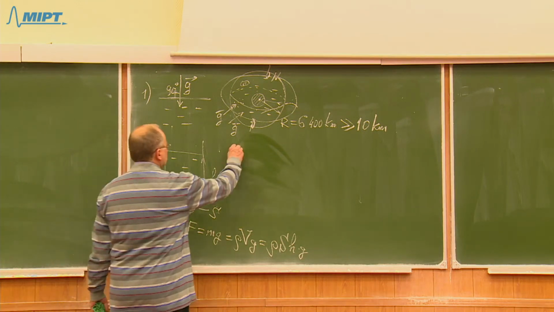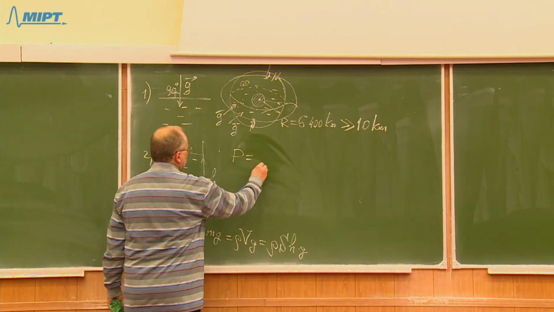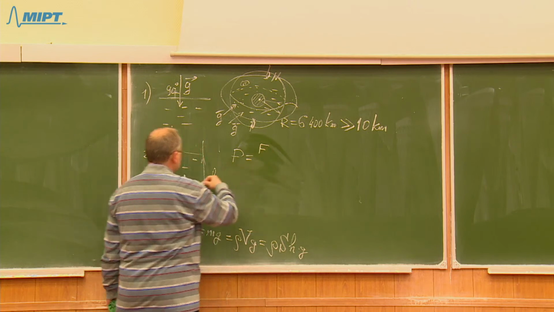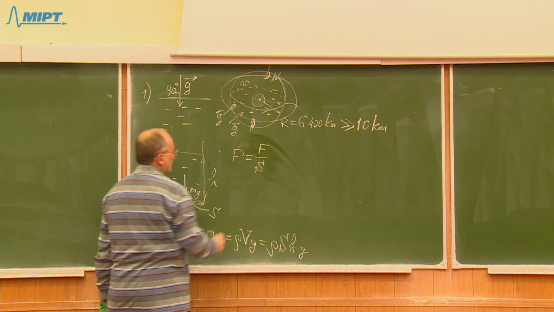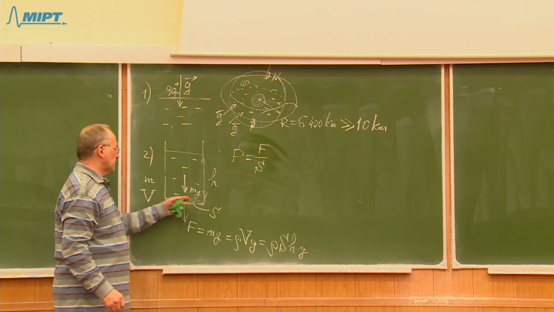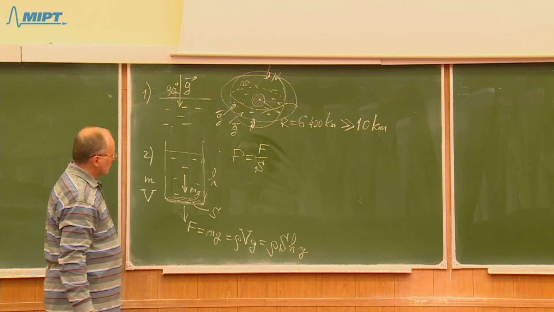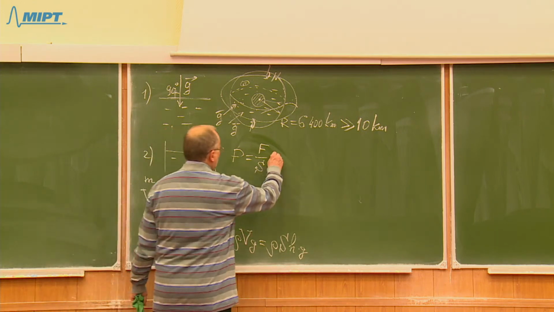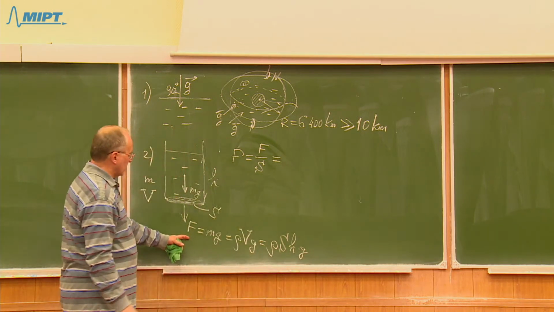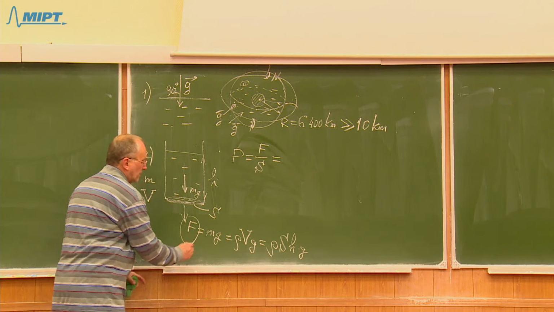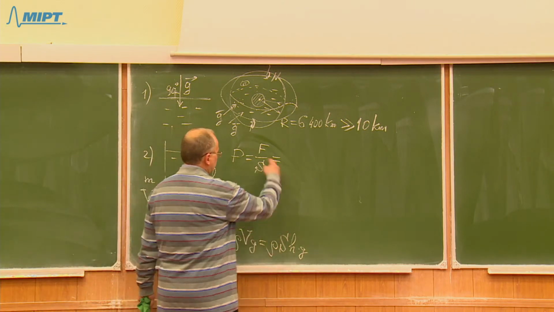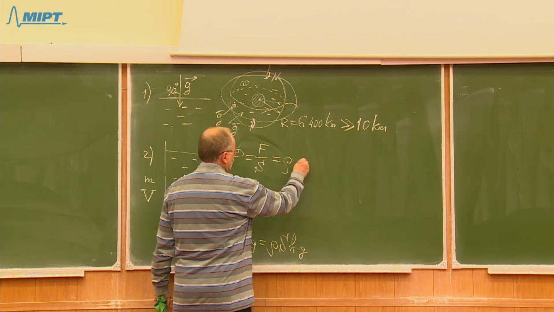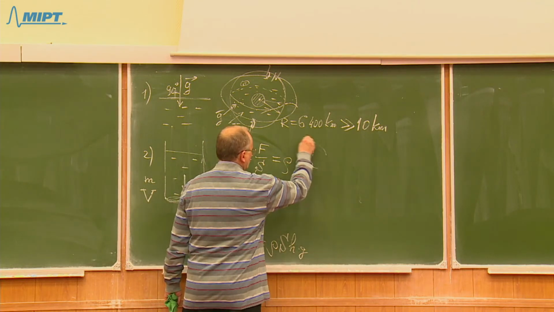Now, recalling that the pressure by definition is a force acting from the liquid divided by the area of the surface on which this force is applied, we can easily obtain from here, by dividing this force by S, that this pressure will be rho gh.